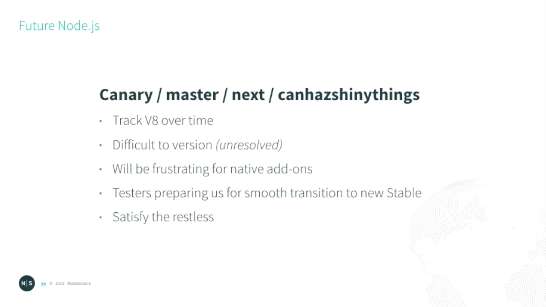Canary or Master or Next. We're not sure what we're going to call it. But this will be off our master branch. We'll have some sort of release cycle for this. It'll probably be automated. It'll track V8 over time. It'll be difficult to version because we're reserving semver strictly for our stable and LTS releases. We don't want these versions to conflict with that, so we'll probably be using some pre-release thing on the semver number.